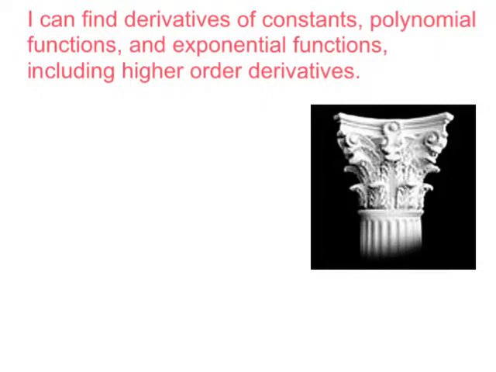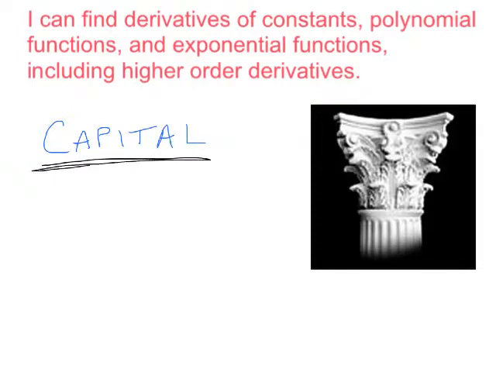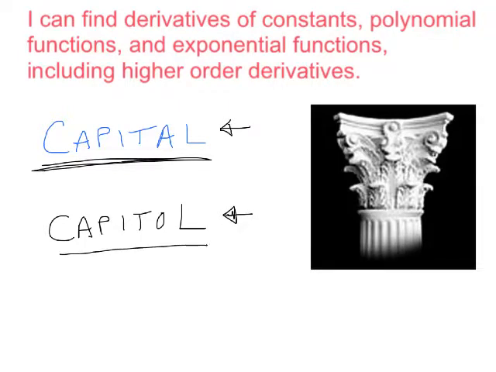And featured to the right, we have a Roman Corinthian capital, capital spelled C-A-P-I-T-A-L. The trivia question for today is the spelling of capital with an O has an anagram. With an A there is no anagram, but with an O there is an anagram. So what is the anagram for capital?